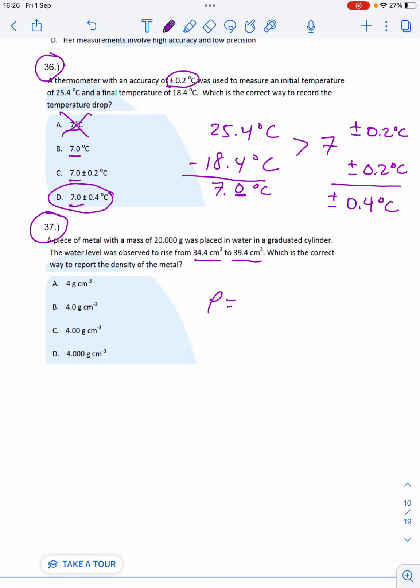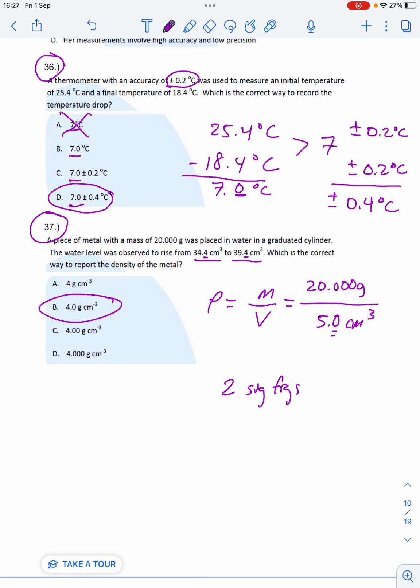So density is mass divided by volume, and I can see that the mass is 20 grams. It's got 5 sig figs, and the volume, when I do that subtraction, is going to be 5.0 cm cubed, and that's based on the 1 decimal place in each of those volumes. So this volume has to have 1 decimal place also. So I've got a 5 sig fig on top and a 2 sig fig on the bottom, which means my answer is going to have 2 sig figs. And so the best answer is B. Notice all the answers are 4. 20 divided by 5 is 4. And so really, it's just a question about sig fig rules.